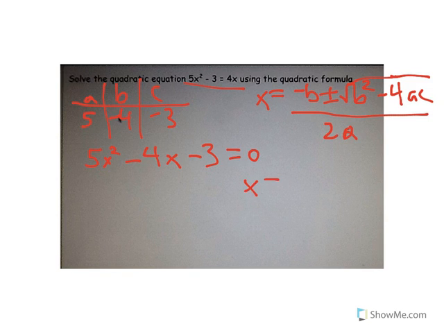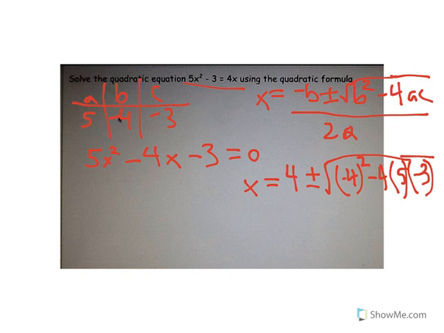So x is going to be equal to negative b, so negative 4, so that's 4, plus or minus the square root of negative 4 squared minus 4 times 5 times negative 3. So just as a reminder, all I'm doing is I'm plugging in the values here into this equation. The last one I need to do is 2 times 5. So all I'm doing is I'm taking these values and I'm plugging them into there.